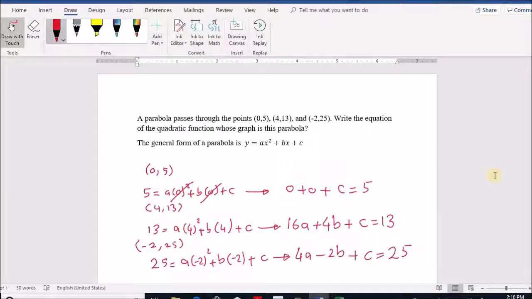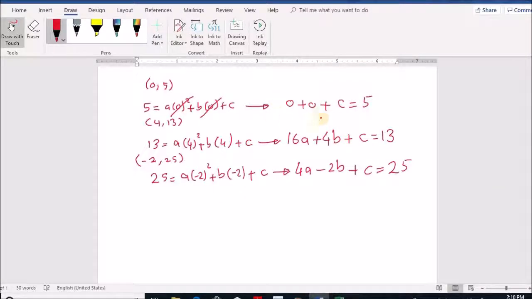Now I have this system of equations right here. Using this system of equations, I'm going to create an augmented matrix and then solve that matrix. So the augmented matrix is just basically the coefficients of A, coefficients of B, and then coefficients of C, and then I'm going to put a line here, and the constant is going to go here.